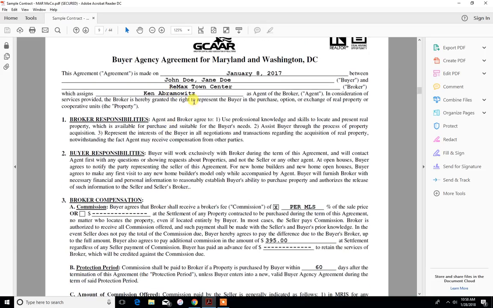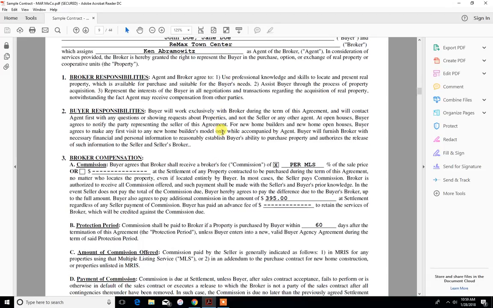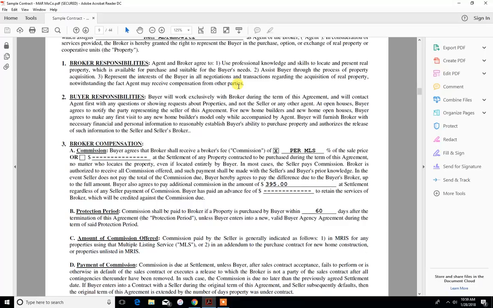This is the buyer agency agreement. This discloses our relationship. The first part here says what my responsibility is to you, and it says that I will use all my skills and my expertise to find a property for you, get it under contract, and take you through the whole process, inspection, appraisal, everything, to settlement. I will also be the intermediary between us and the seller, but I'll be talking to the listing agent. Your responsibility is that you're going to work exclusively with me. You're not going to be running around with 25 other agents.